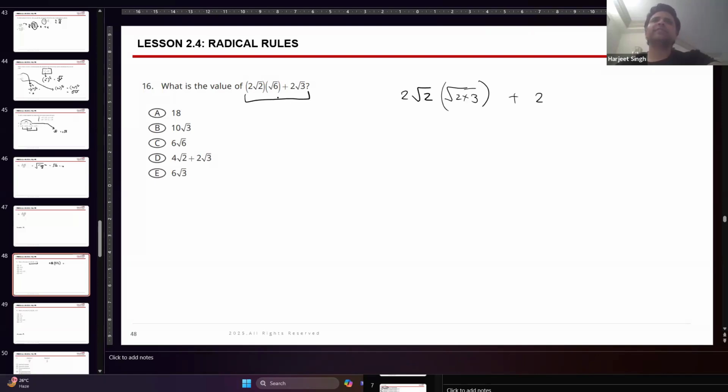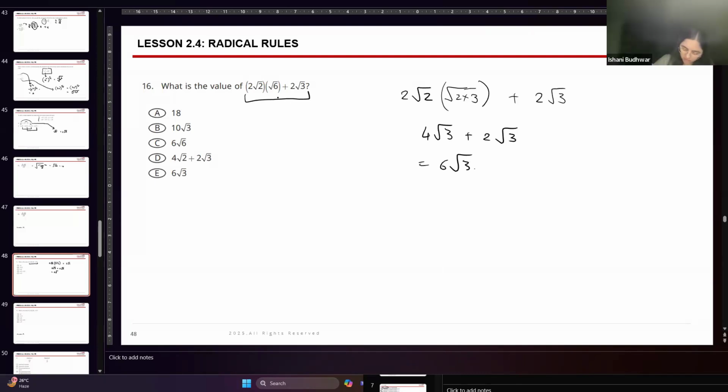Can I also write root 6 as root of 2 into 3? And then root 2 will become 2. So this becomes 4 root 3 plus 2 root 3. So it becomes 6 root 3.